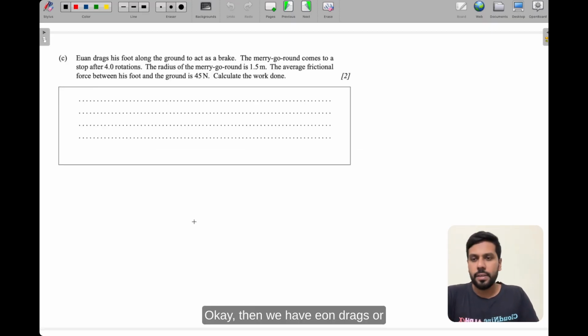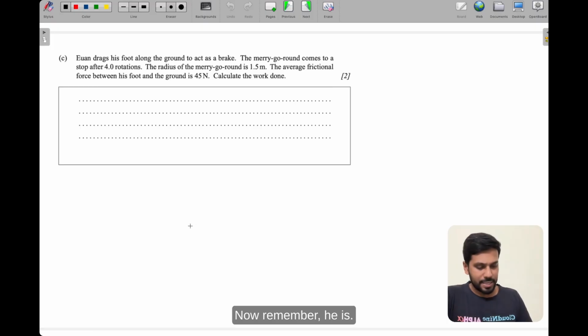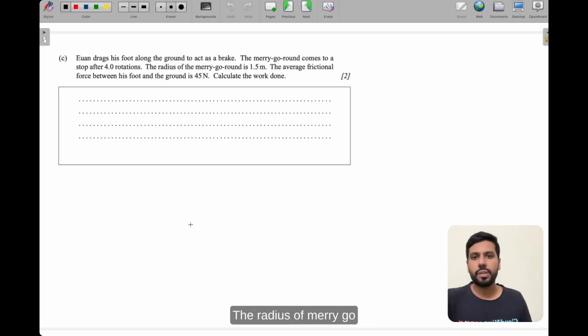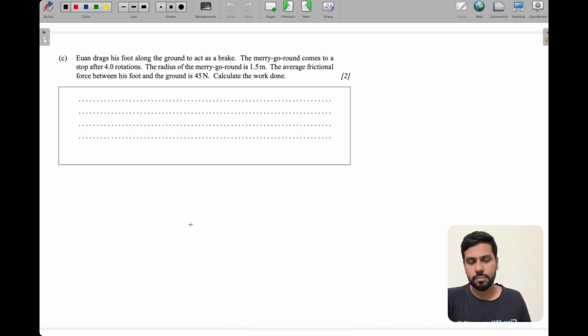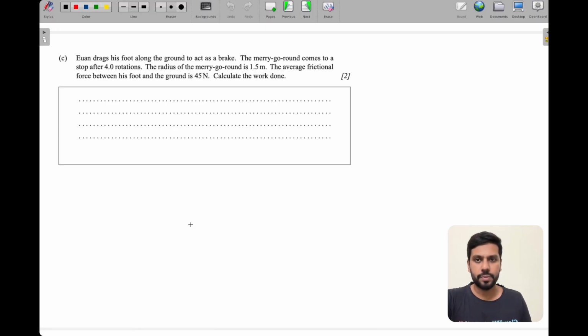Okay. Then we have: Ion drags the foot along the ground to act as a brake. The merry-go-round comes to a stop after 4 rotations. Now remember, he has put his leg down to stop the merry-go-round, but it stops only after 4 rotations. The radius of the merry-go-round is 1.5 meter. The average frictional force between his foot and the ground is 45 Newton.